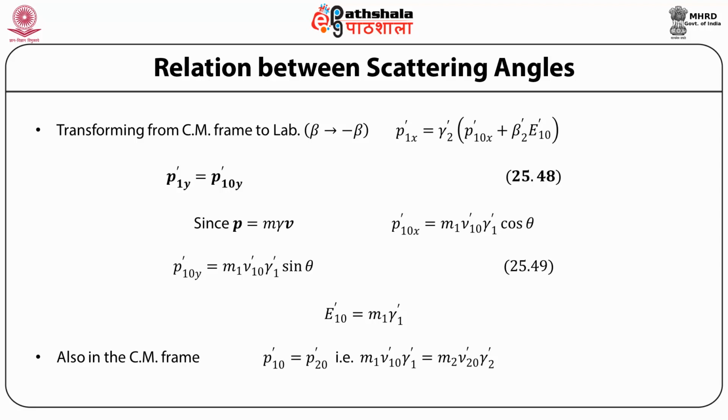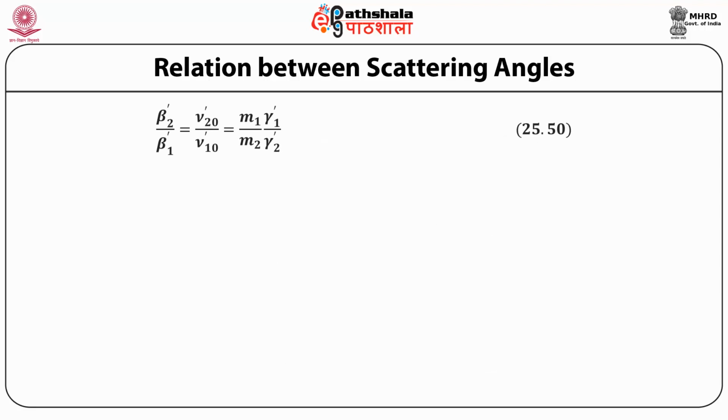Also, in the center of mass frame, P10 prime is equal to P20 prime, that is, M1 into V10 prime into gamma 1 prime, which is equal to M2 into V20 prime into gamma 2 prime. Beta 2 prime by beta 1 prime is equal to V20 prime by V10 prime, which is equal to M1 by M2 into gamma 1 prime by gamma 2 prime.